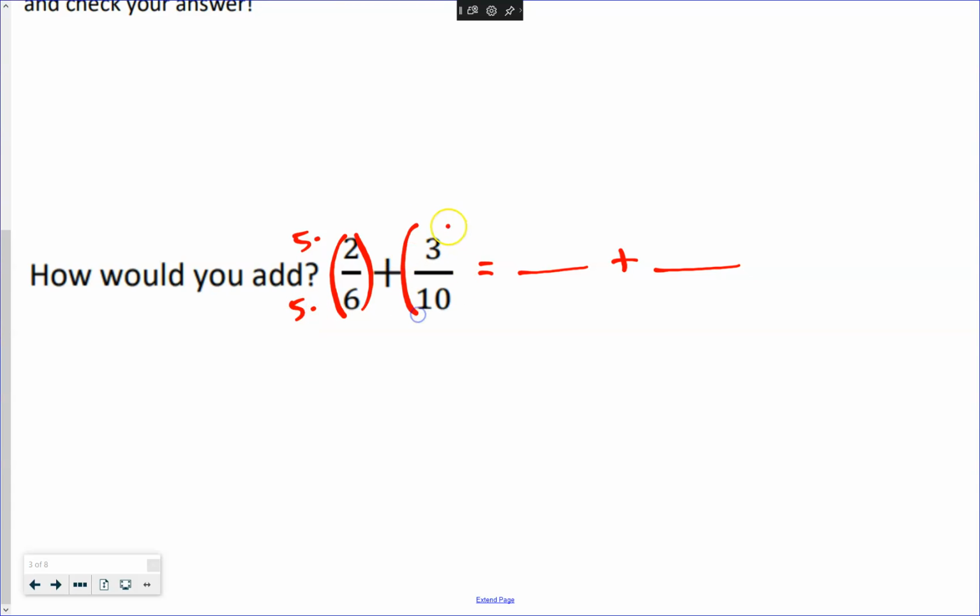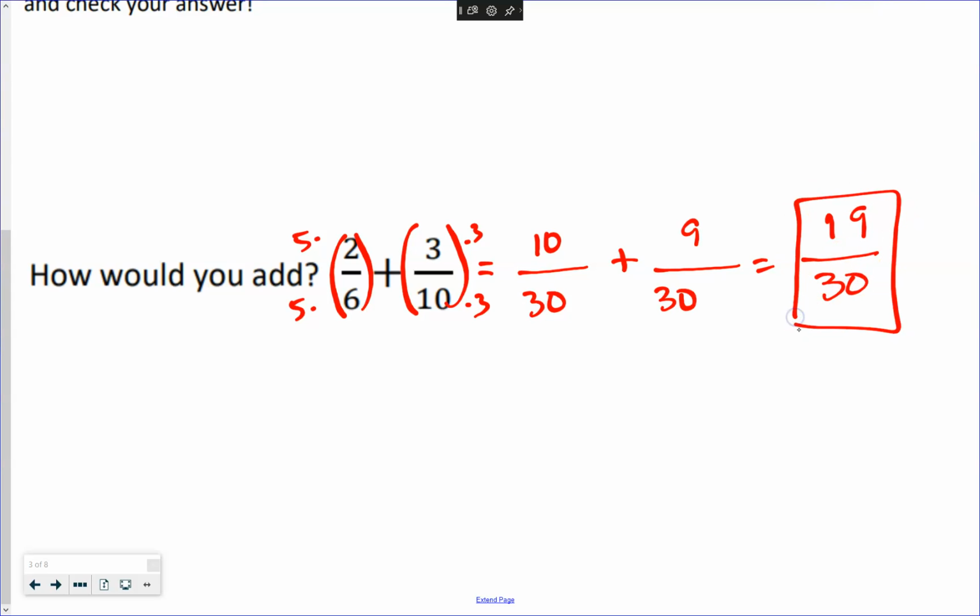And I multiply all of this by 3, then they both have a denominator of 30, right? So this is going to be 10 over 30. This becomes 9 over 30. So I've multiplied each fraction by a multiplier to get their denominators to match. Once they match, then I can add across the top and keep my denominator the same. So this would be 19 over 30.